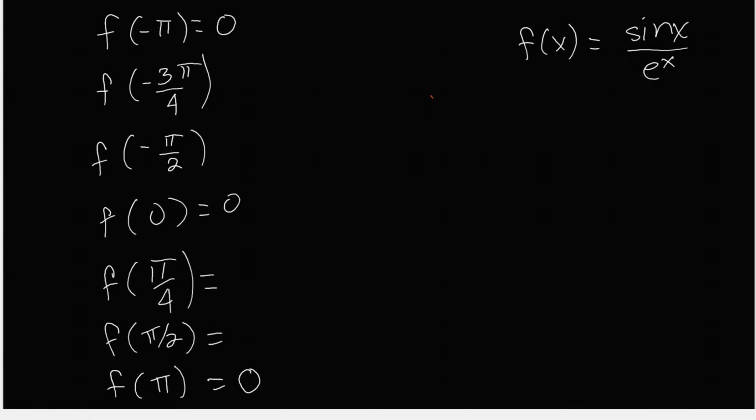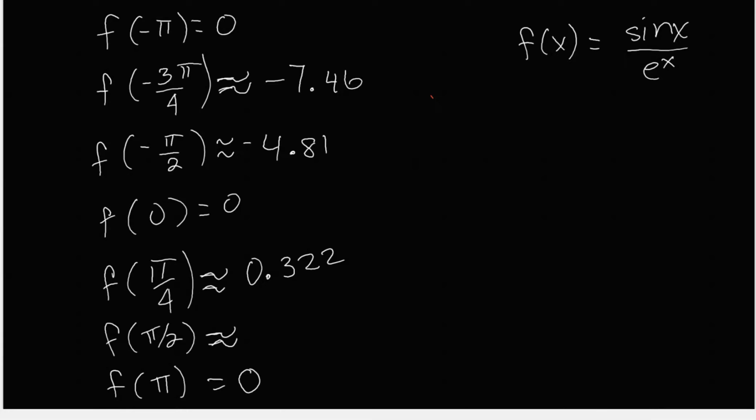Okay, and so f of negative 3 pi over 4, let's use our calculator for that, and we'll get roughly negative 7.46. Here, f of negative pi over 2, the calculator will tell you that it is approximately negative 4.81. And then at pi over 4, the answer is approximately positive 0.322. And then this one right here is approximately 0.208. Okay, so these are the points that are on the graph.